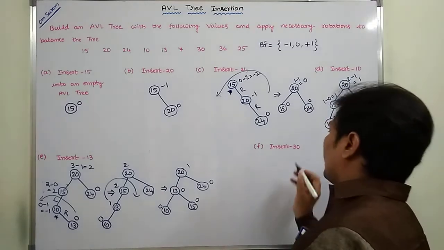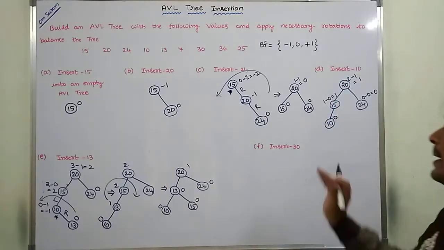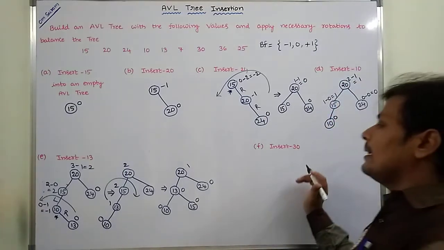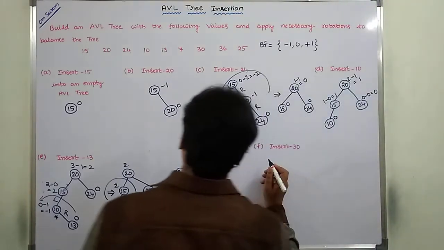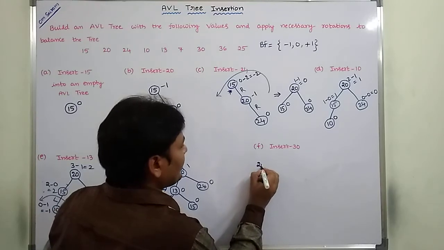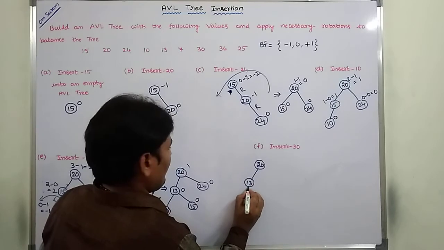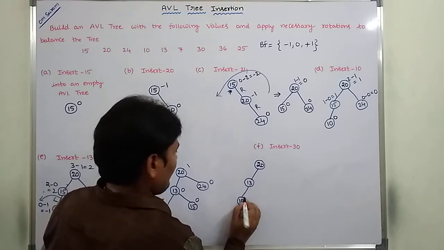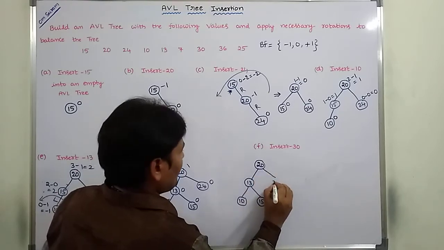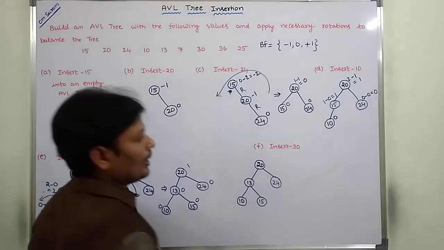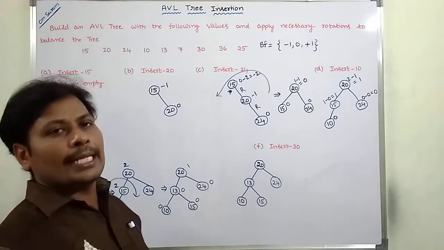Now, insert element 30 in this existing AVL tree. Before inserting element 30, the existing AVL tree is 20, 13, 10, and this is 15, and this is 24.